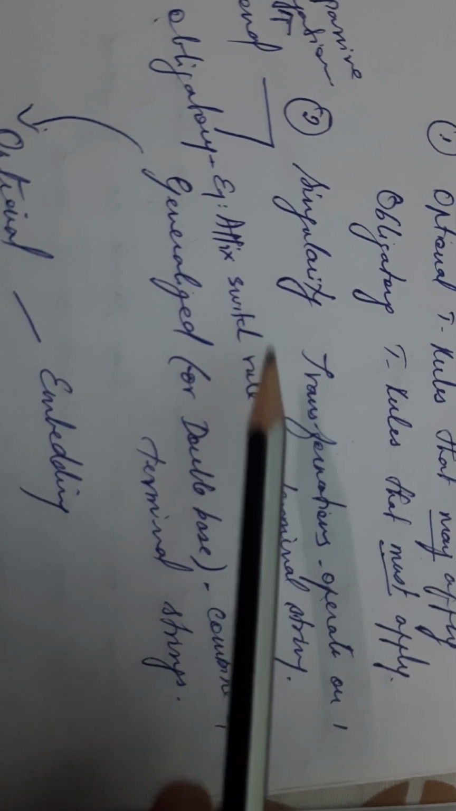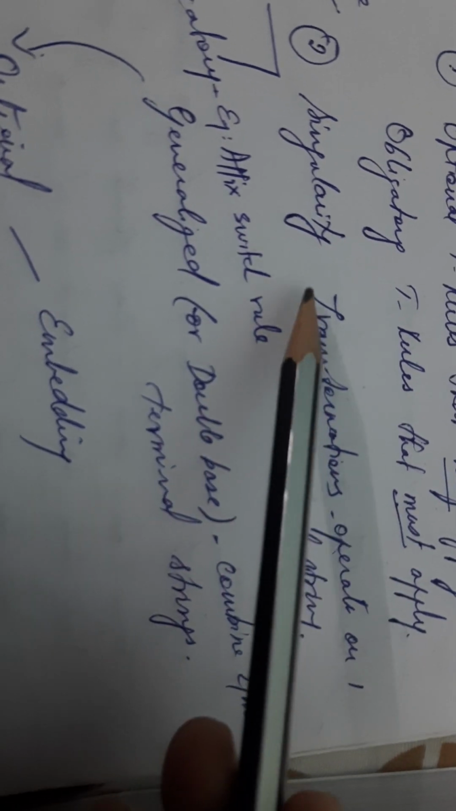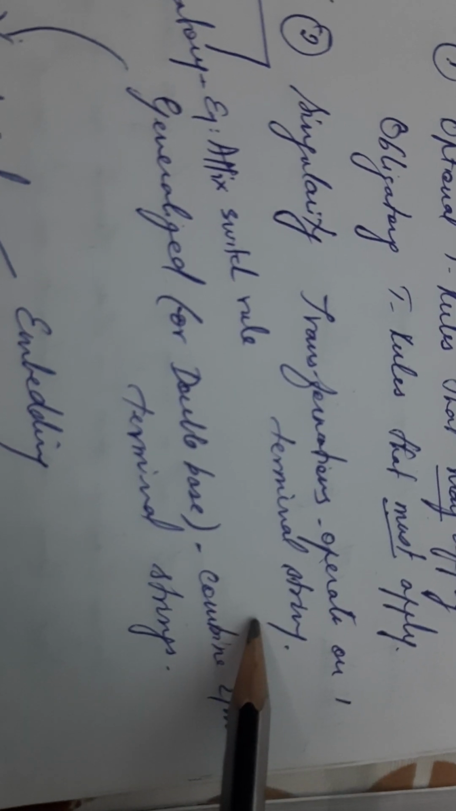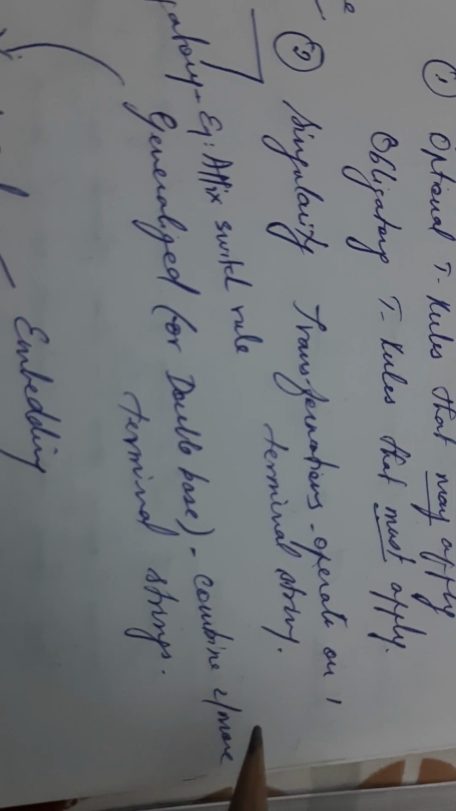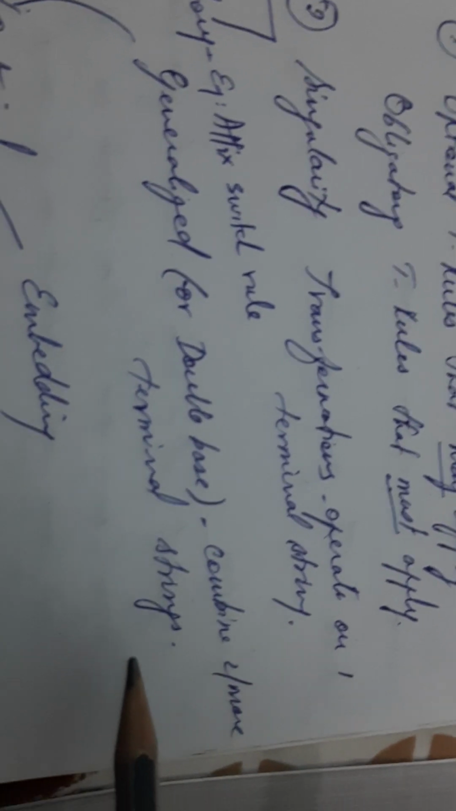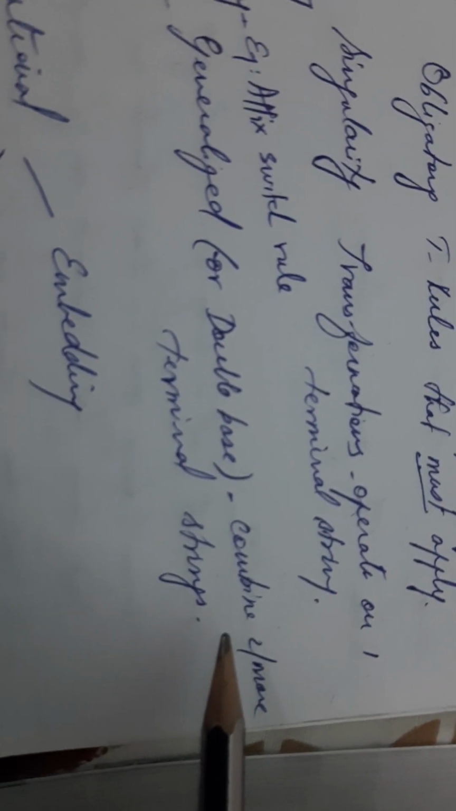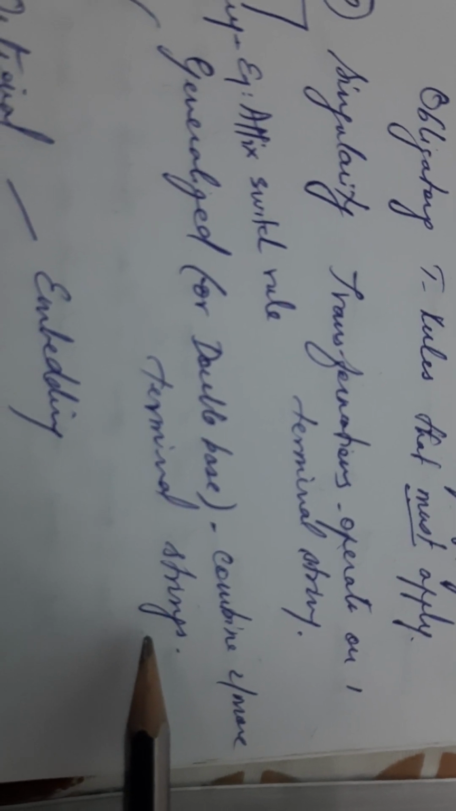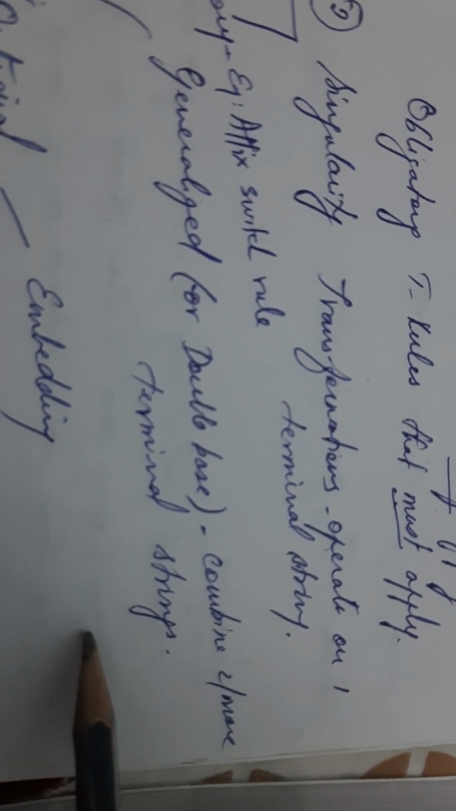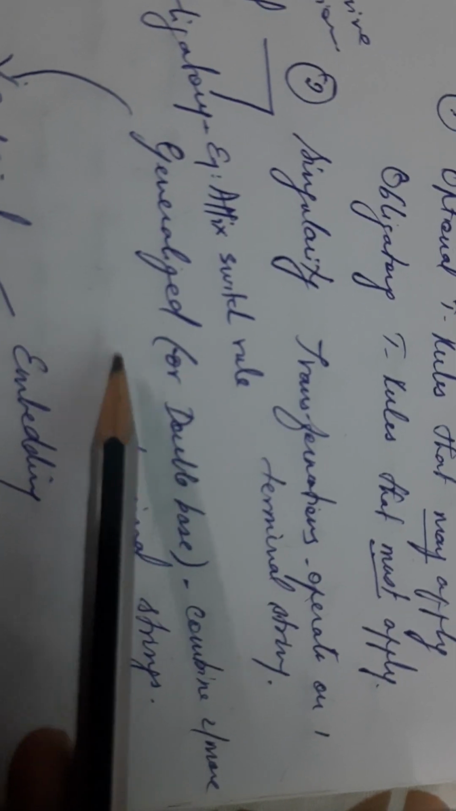that must apply. Okay, and apart from that, you have singularity transformations and generalized or double base transformations. Okay, so singularity transformations operate on one terminal string. Okay, meaning within one string the kernel sentence will be converted or transformed into its derived form. In generalized or double base, it combines two or more terminal strings, meaning that we cannot convert the kernel sentence just within a single string; we have to go to step 2, step 3. In that way it will go on. That is generalized or double base.